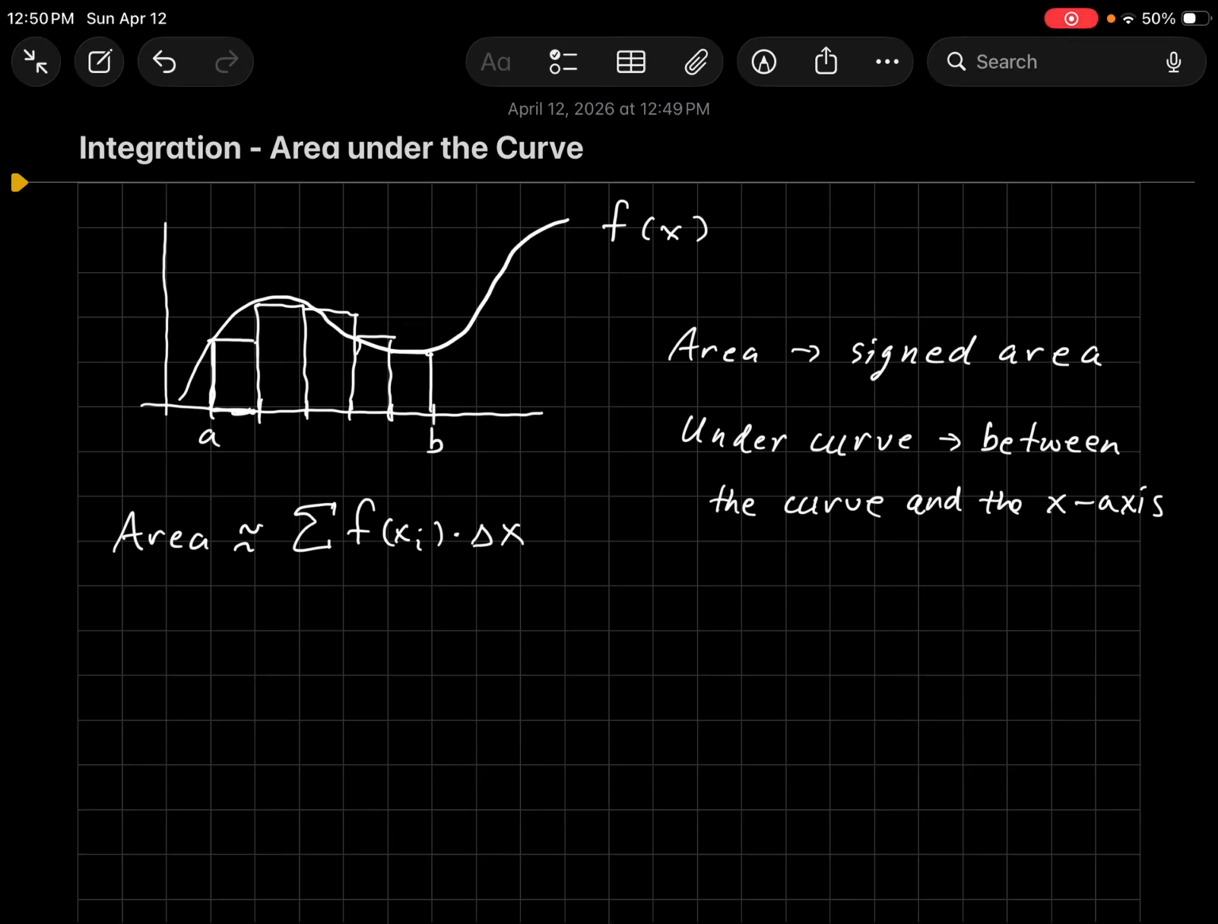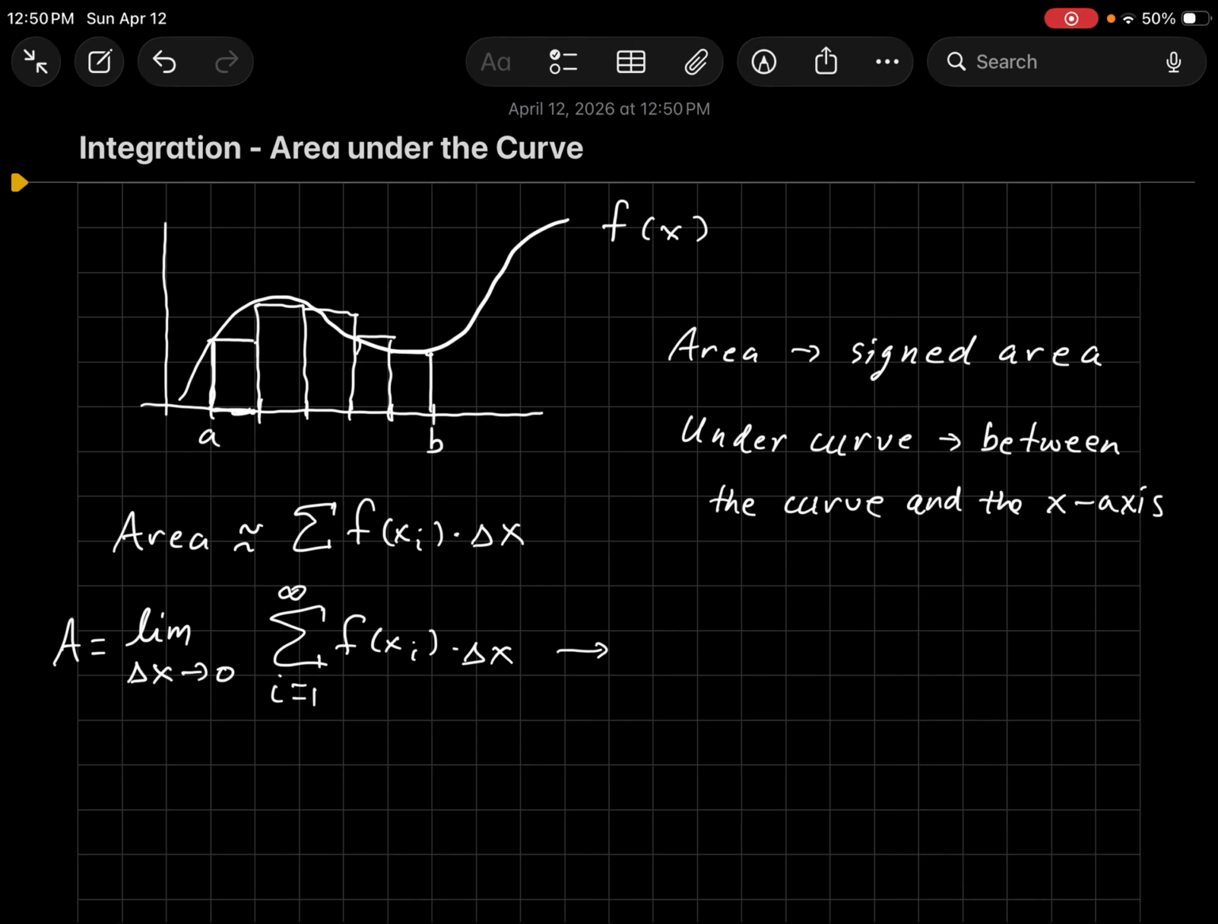How could we find the exact area beneath the curve and the x-axis on the interval a to b? Well, we can shrink the width of our rectangles down to 0. That is, we'll find the limit as delta x goes to 0. And then we can sum together many, many rectangles, really an infinite number of infinitesimally small rectangles, and this will give us the exact area.